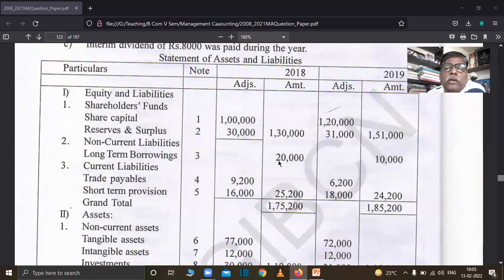Then long-term borrowing 20,000, 10,000. 20,000 is the 2018 balance. 10,000 is the balance of 2019. Therefore, there is a decrease of 10,000.